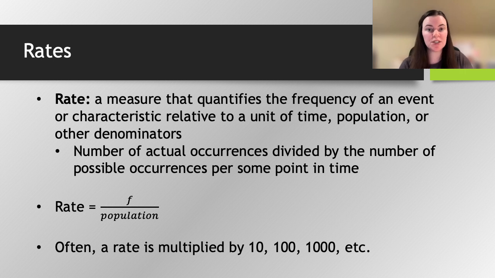Statistics such as frequencies, proportions, and percentages can be really helpful for us in terms of organizing and communicating data. Another one that we're going to jump to now is calculating rates. And so rates are a measure that quantify the frequency of an event or characteristic relative to a particular unit in time, population, or other type of denominator. This is calculated using the number of actual occurrences divided by the number of possible occurrences per some point in time. So oftentimes you'll see rates expressed in terms of multiplied values by 10, 100, 1,000, 10,000, etc.